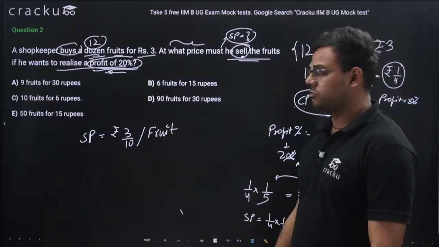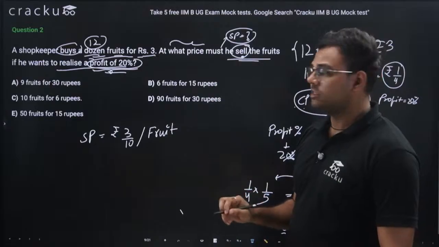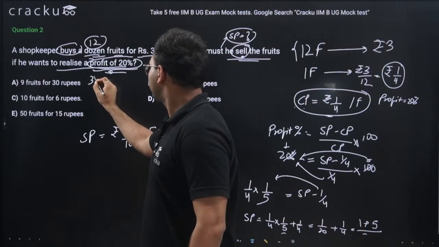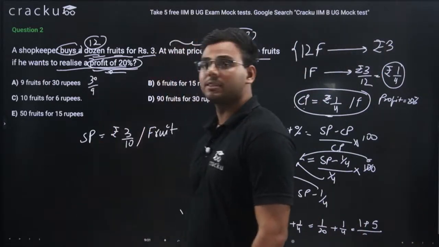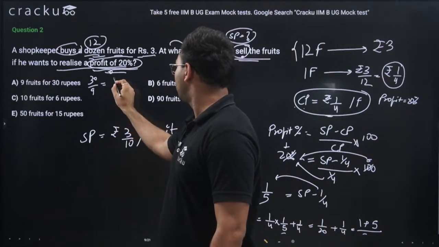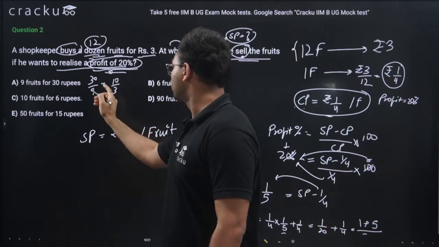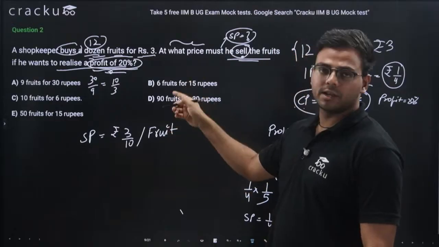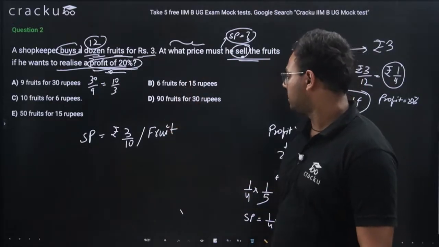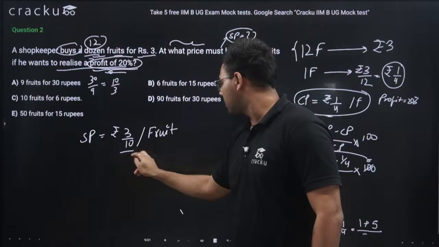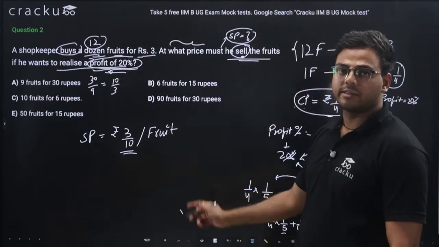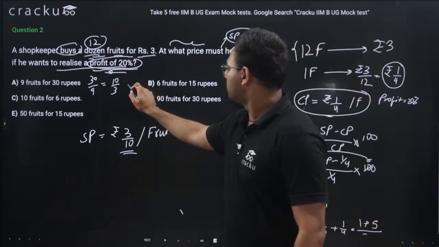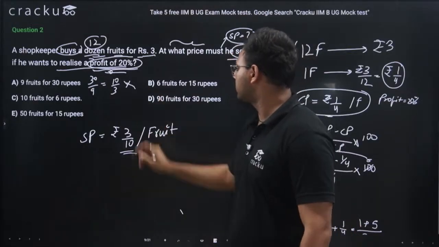Option A is saying 9 fruits for 30 rupees. So the price of each fruit will be 30 by 9. This will be equal to 10 by 3, since both are divisible by 3. Is this equal to the required selling price which we need? No. So Option A is not our answer.